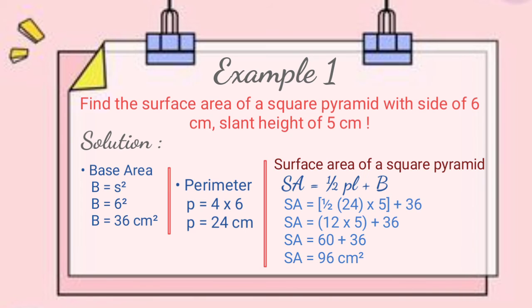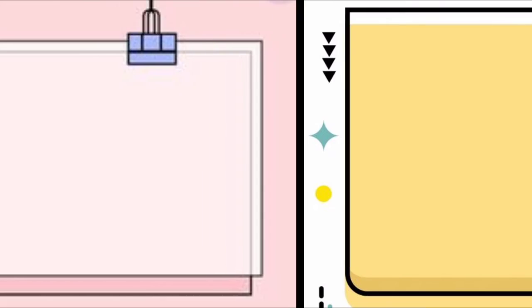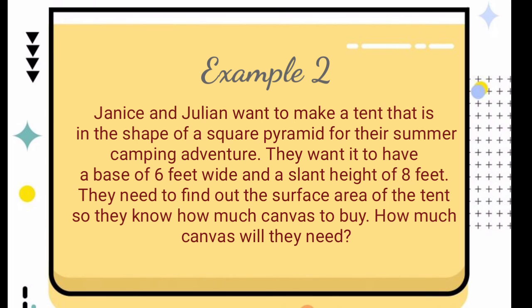Next, let's look at example 2. The question: Janice and Julian want to make a tent in the shape of a square pyramid for their summer camping adventure. They want it to have a base of 6 feet width and a slant height of 8 feet. They need to find the surface area of the tent, so they know how much canvas to buy. How much canvas will they need?